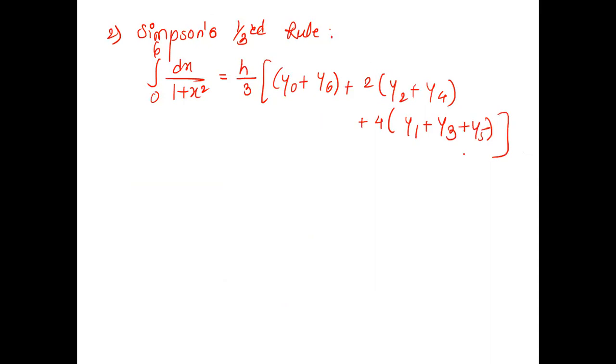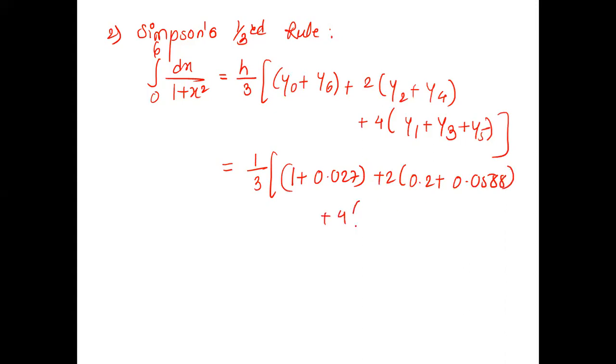So yes, you have to do this now. So h is 1 by 3, y naught is 1 plus y6 0.027 plus 2 times y2 0.2 plus y4 0.0588, plus 4 times y1 0.5, y3 0.1, y5 0.0385. Okay, do this, tell me the answer.